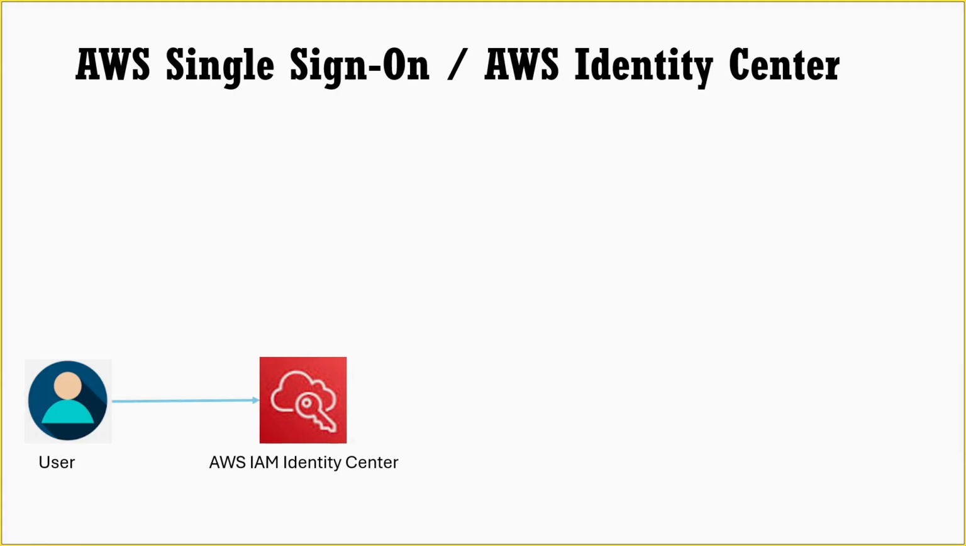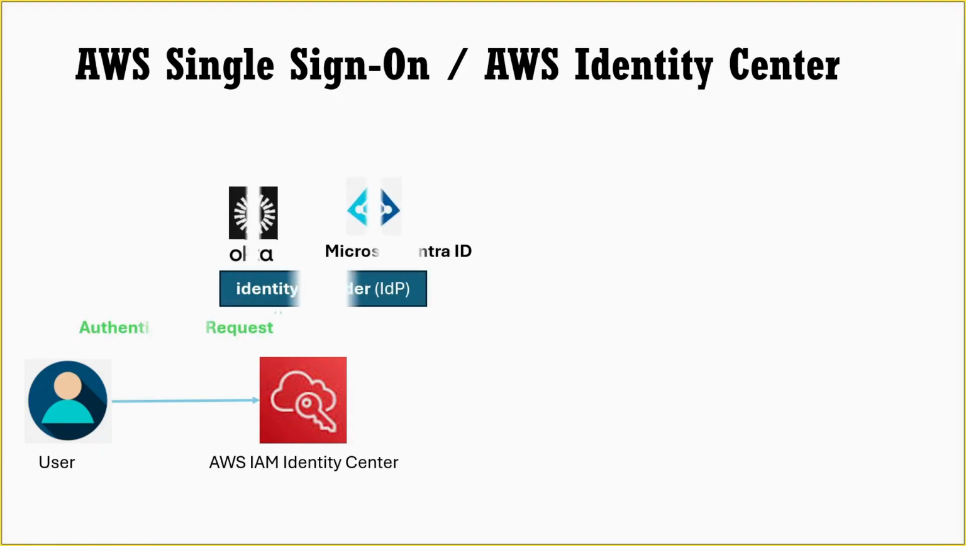The user first opens the AWS IAM Identity Center user portal. AWS IAM Identity Center then redirects the user to the organization's identity provider such as Microsoft Entra ID or Okta. The user signs in using their normal corporate username and password. After successful authentication, the identity provider sends the authentication response back to AWS IAM Identity Center.